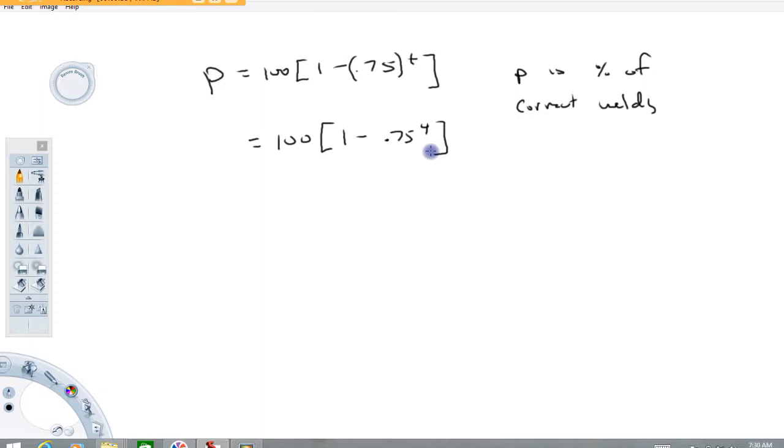So let's see, 100 times the quantity 1 minus 0.75 to the fourth. And I get 68.4%. So after 4 weeks, it sounds like this person is doing this correctly 68.4% of the time. So that was a pretty short one. Please get it in your notes.